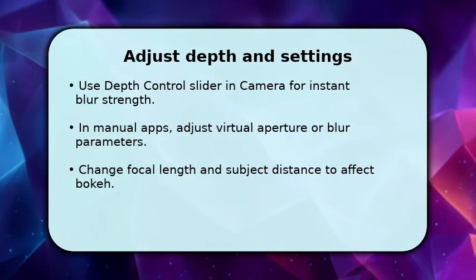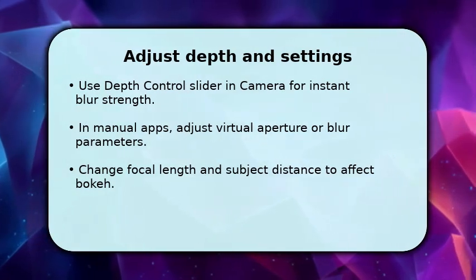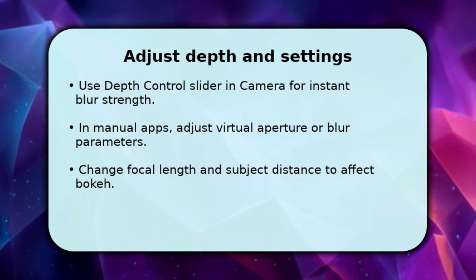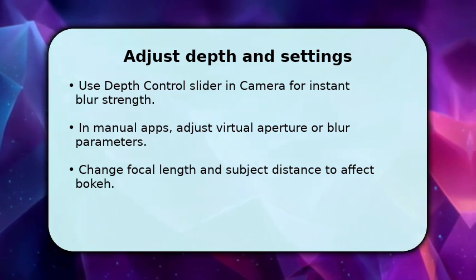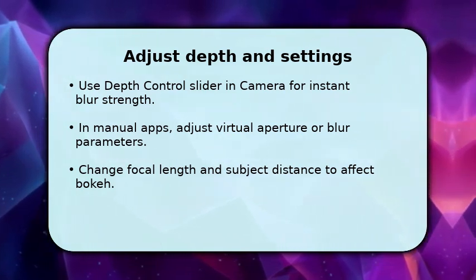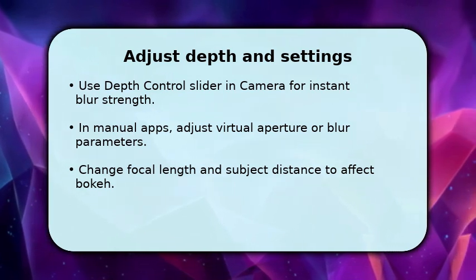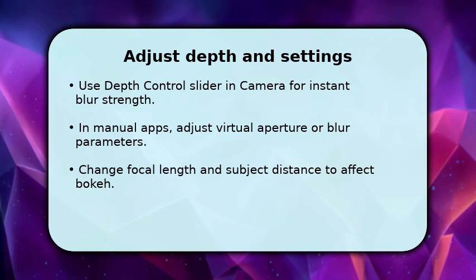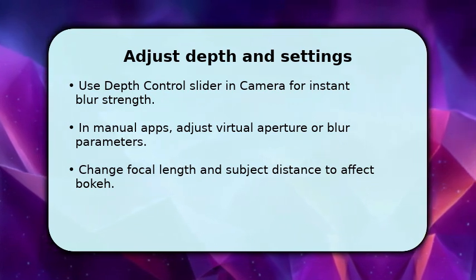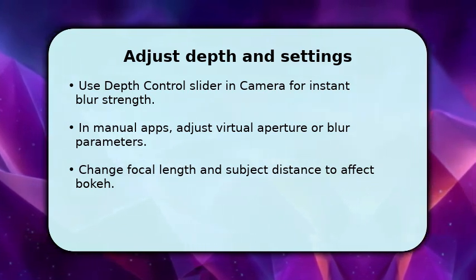Now control the look. In portrait mode, tap F or the depth control slider and drag to increase or decrease blur. Lower values simulate wider apertures. If you're in a manual app, switch to portrait/depth and adjust the virtual aperture or blur parameter. These apps map settings to the depth map for realistic results.